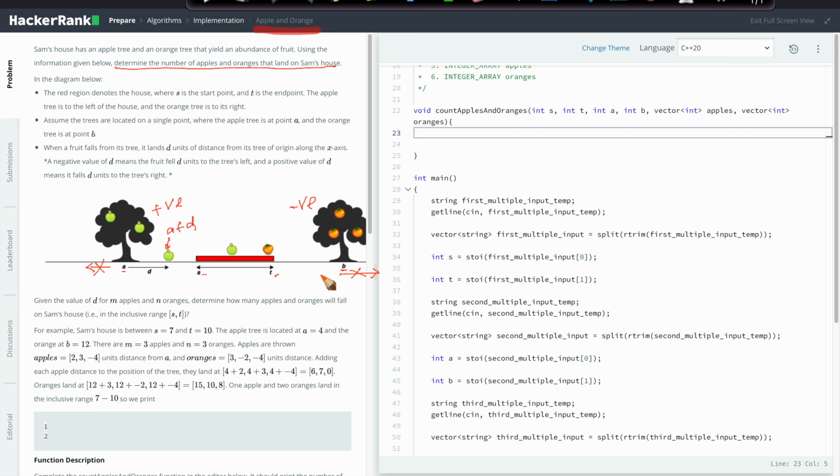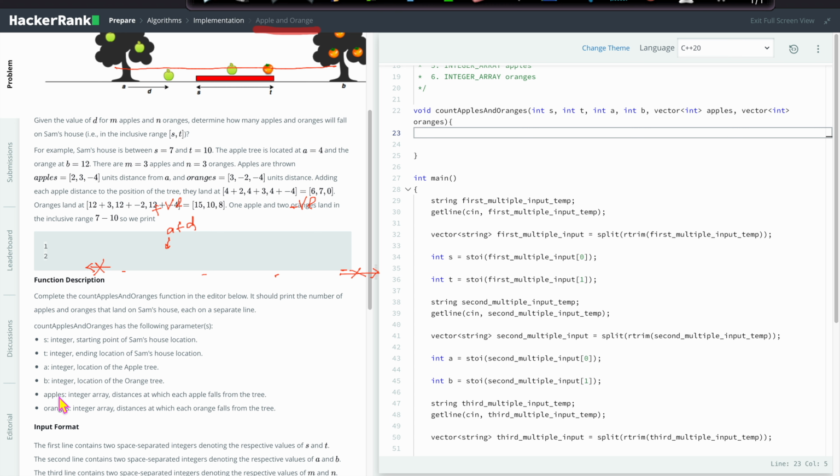Fine. Now the question is, we have all these inputs: A, S, T, B. Let's see the function, with S, T, A, B and vectors of apples and oranges. So where is this d value? Let's see the function description. Here it says apples is an integer array with the distance at which each apple falls from the tree. There are many apples, so each apple's distance is given in this integer array, that is, this vector of integers. Likewise, the distances of oranges are kept inside this vector of integers, oranges.